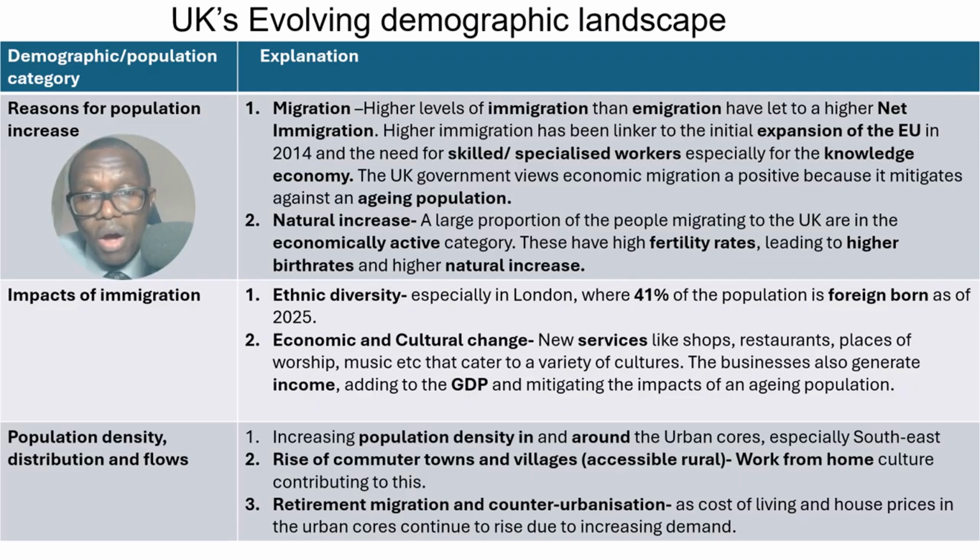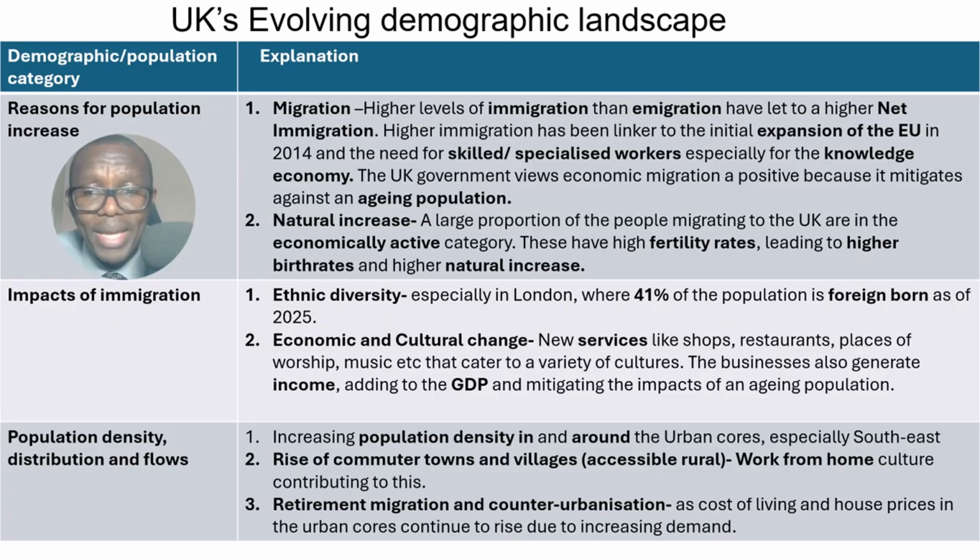migration. Now, higher levels of immigration than emigration have led to a higher net immigration. Now, what does that mean? So it means that, well, immigration means the number of people that are moving into the country. So those are obviously international migrants. And then we also have emigration, which is when people move out of the country. So, for example, if somebody decided to buy a property in Spain and move to Spain because it has good weather and all that, and it's coastal. There's a lot of coast around Spain and so on. Then they would be considered to have emigrated from the UK.